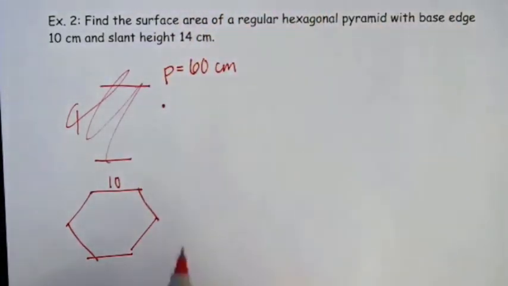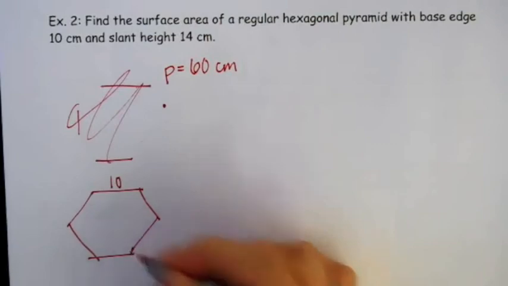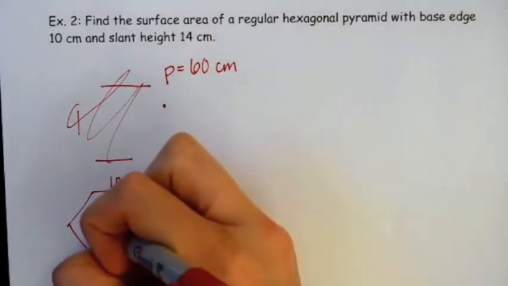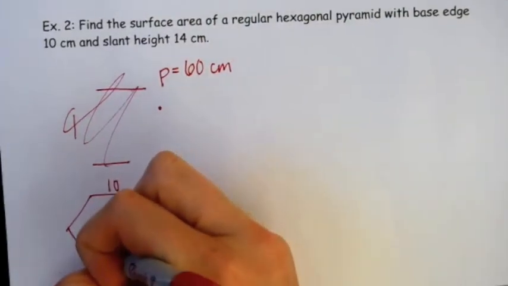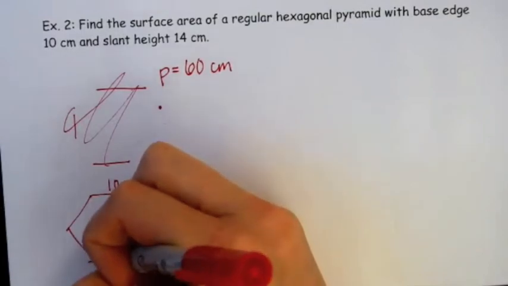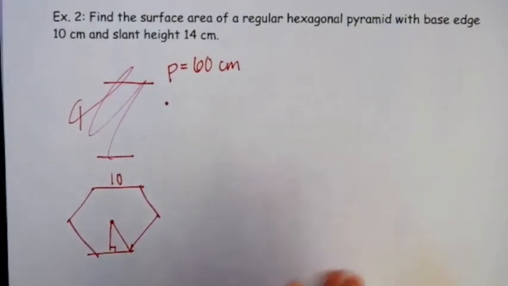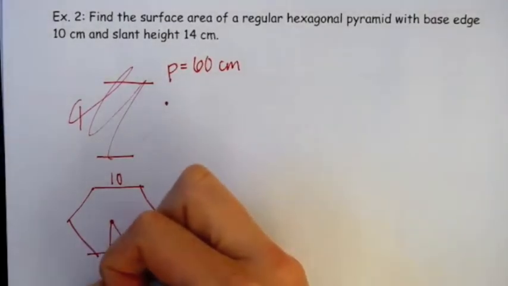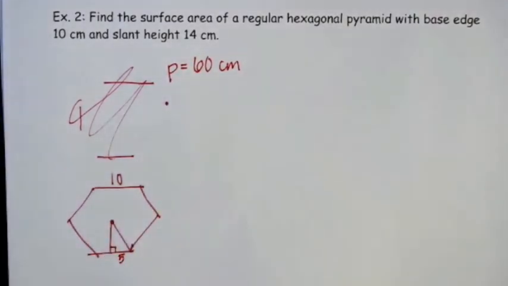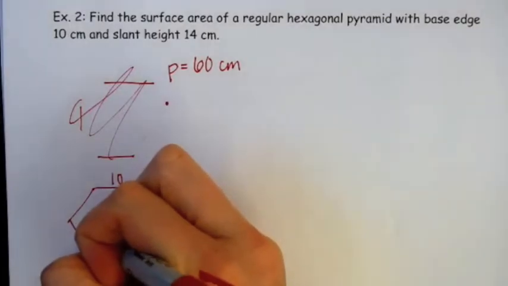Now I'm going to look at the inside because remember I need to make that triangle inside of my hexagon. So I'm going to draw my right triangle. Okay, they told me the side length was 10 centimeters. So I know that half of that for my triangle would be 5. Now this is a 30, 60, 90 triangle. So if my short leg is 5, I need to multiply by the square root of 3 to get my long leg.